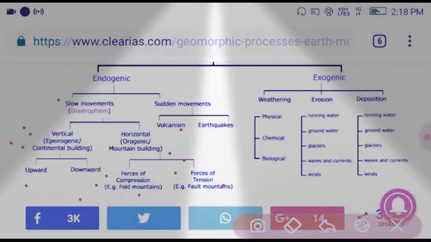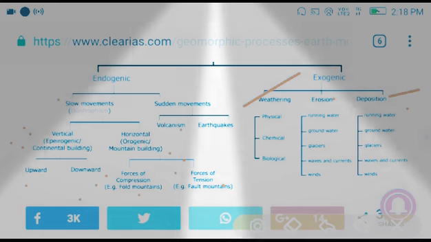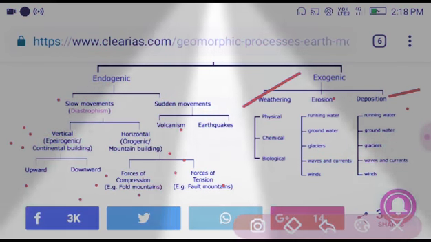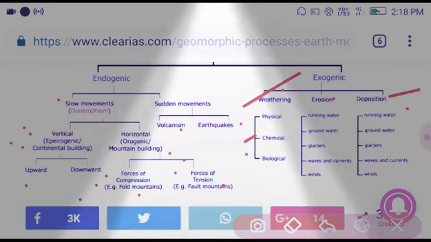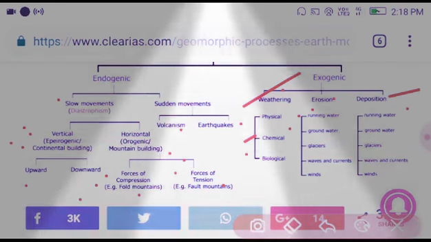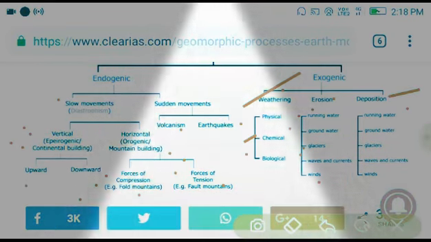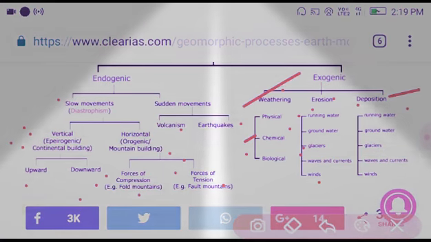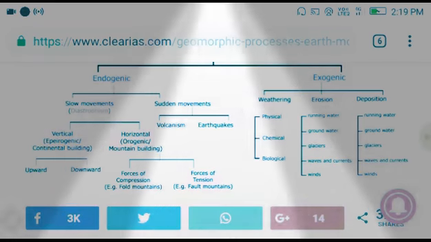And exogenic we mainly divide into weathering, erosion and deposition. Please remember, erosion, deposition and weathering. Weathering is mainly physical weathering, chemical and biological weathering. Erosion is caused by running water, groundwater, glaciers, waves, currents and winds. Deposition is related to the same: running water, groundwater, glaciers, waves and wind. Please remember, all the things are important.